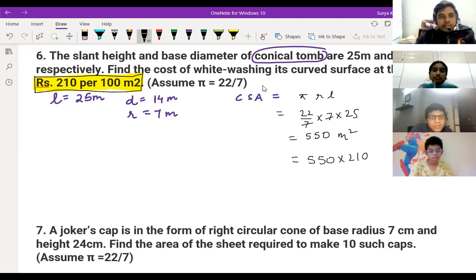Yes, sir. 500. What about 100? 210 by 100, sir. I thought it is 5.5 times total. Sir, it's 55 into 21, sir.